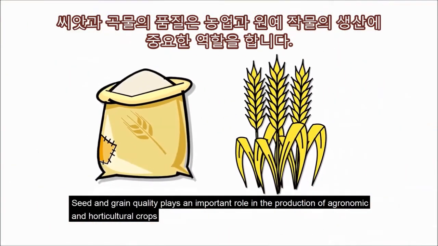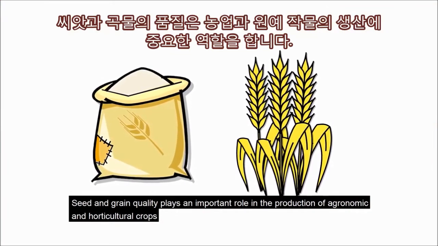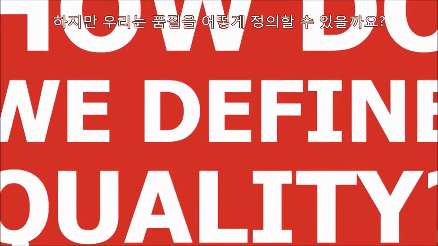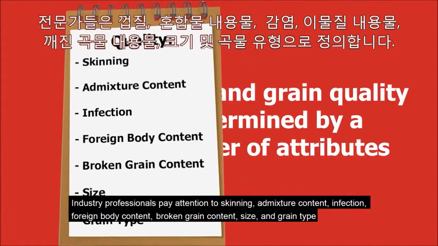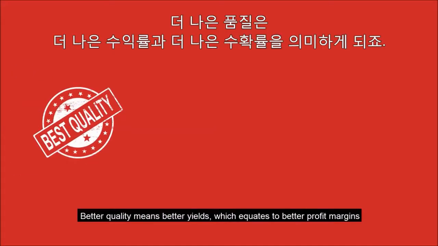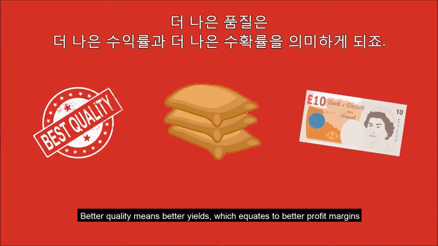Seed and grain quality plays an important role in the production of agronomic and horticultural crops. But how do we define quality? Industry professionals pay attention to skinning, admixture content, infection, foreign body content, broken grain content, size, and grain type. Better quality means better yields, which equates to better profit margins.